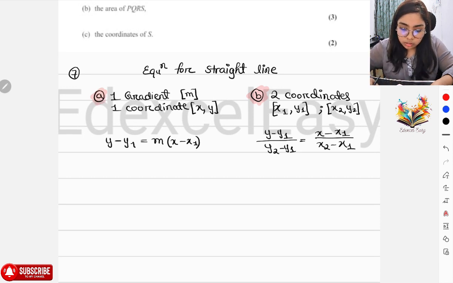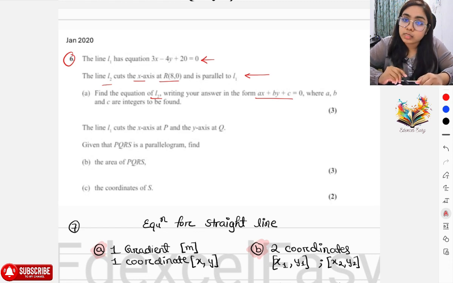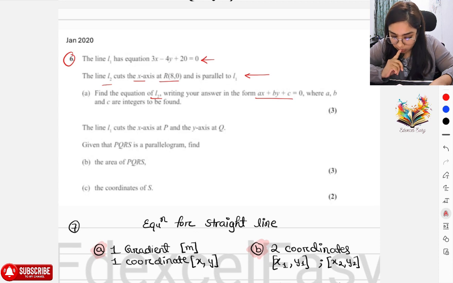Now let's go back to the question again. In the question, you were provided with one coordinate. You want to find out the equation for a straight line, right? So you're provided with only one coordinate. That means I already got the idea. Now I can calculate the gradient for this line and input that into the equation for L2, because it is already stated that L1 and L2 are parallel to each other. If two lines are parallel, in that case they have the same gradient. Okay. Yeah, that is it.